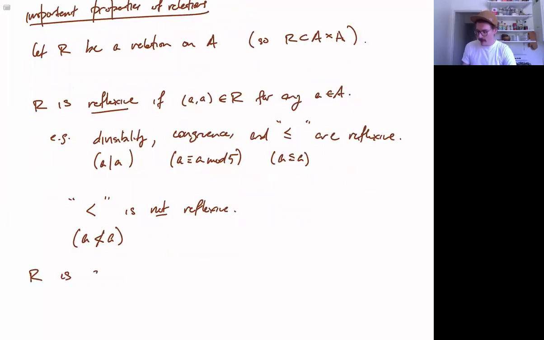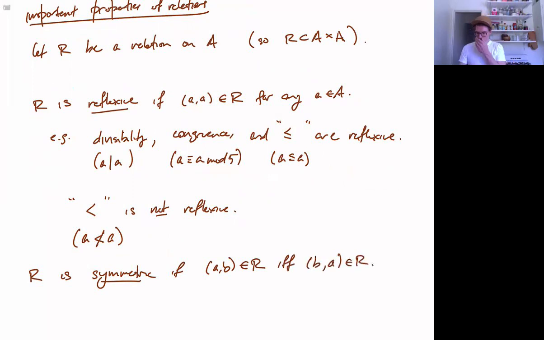The relation is symmetric if we have some pair (a, b) in R if and only if the swapped pair (b, a) is in R. So symmetric means, maybe what it suggests from the name, the order doesn't matter for measuring this relationship. If they're related one way, then they're related the other way.